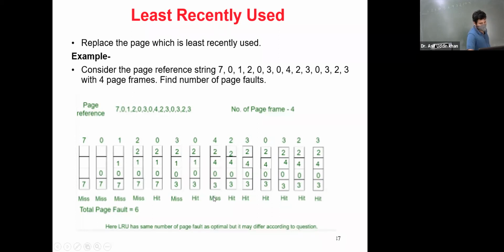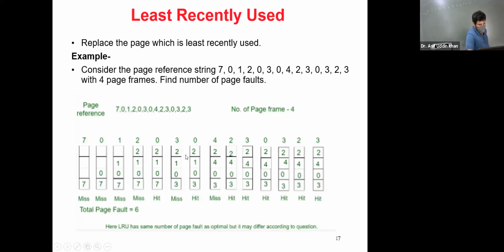Okay. So miss means what to do? Bring the page from the hard disk and load it here, but all the frames are filled. So what to do? You have to remove someone. Now which one to remove? See which is not used recently. Among these 2, 1, 0 and 3, check which is far away from this point, from this 4. 0 is present here, close to this. Then 3 is present here, close to this.